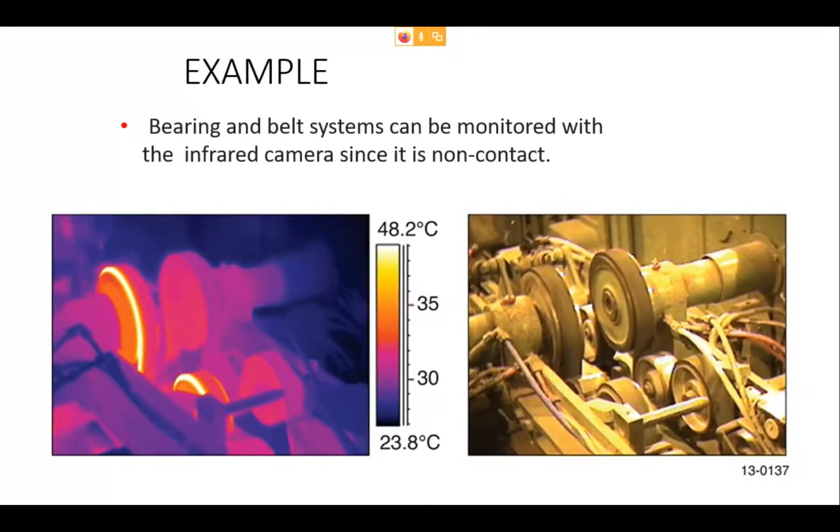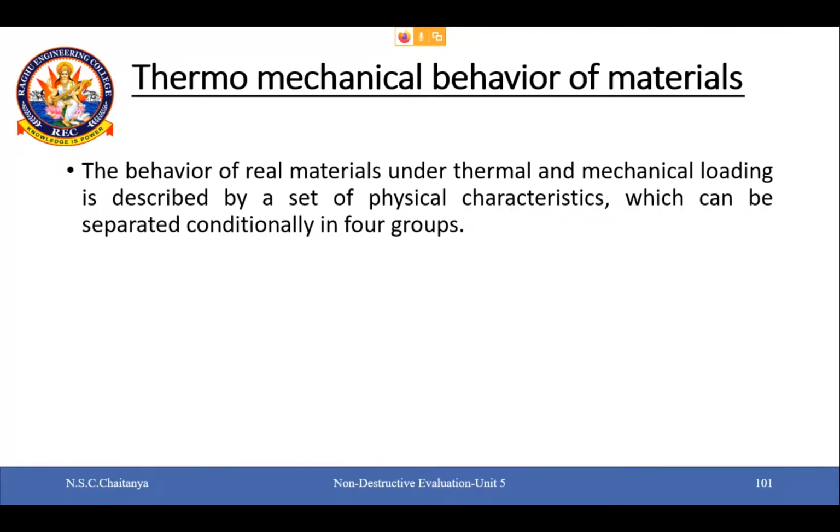This is a bearing and belt system. With infrared cameras, we can easily see where exactly the heat is concentrated. So towards the right, the normal image is there, which is taken from your ordinary camera, and towards the left, the thermal image is there. You can see the difference. Next slide, slide number 101.